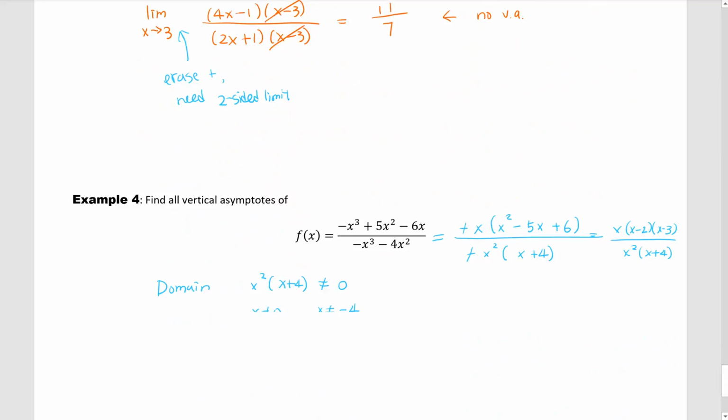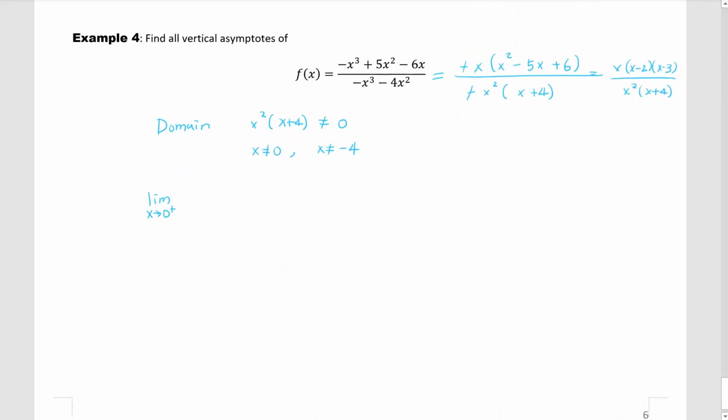Alright, so let's continue with our previous example. So here, first of all, we want to compute x goes to 0 from the right. And which function do we want to plug in? Do we want to plug in the original expression, or do we want to plug in the factored one? Yes, we plug in the factored one.